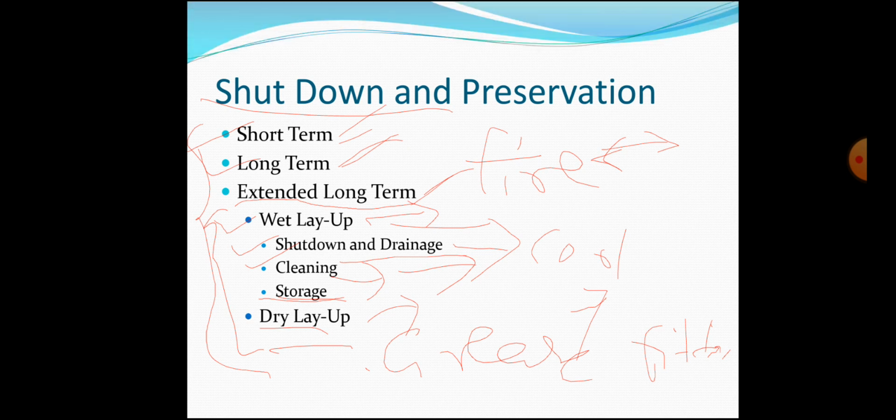This is the last topic for the boilers. From the next lecture we will start the next system, that is the steam system. So this was the last topic for boilers. We will start the steam system from the next lecture: what are the opportunities to conserve energy in the steam system. So thank you very much.